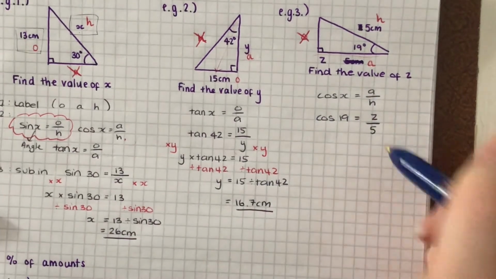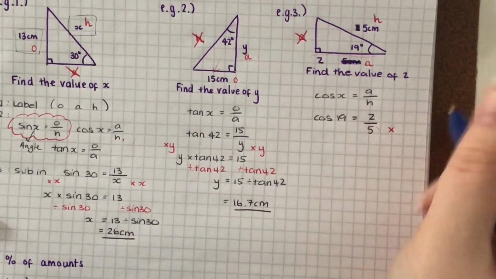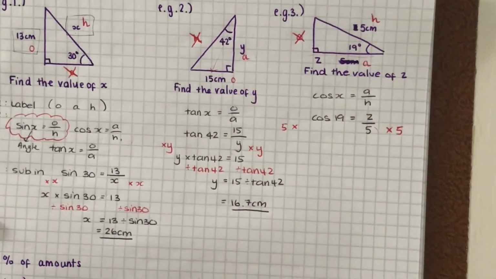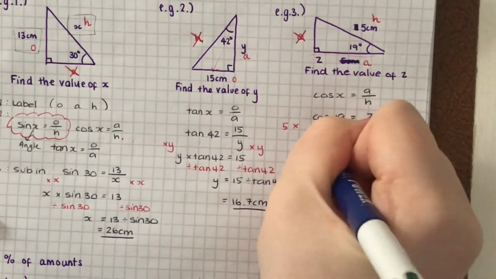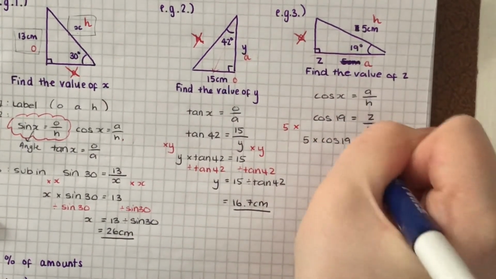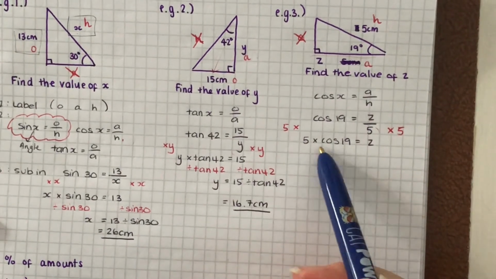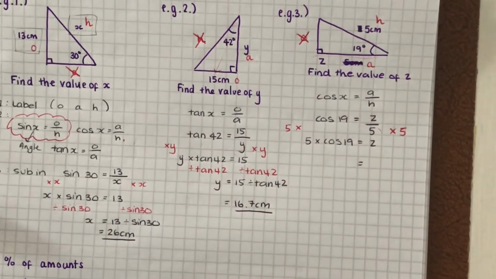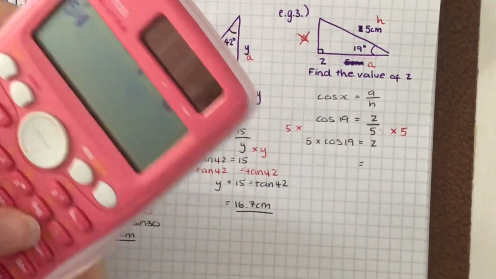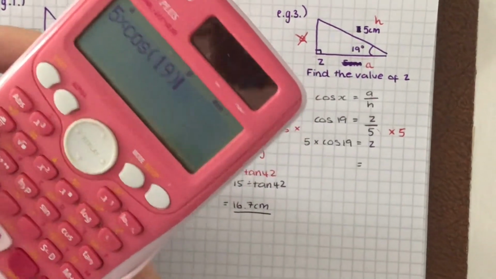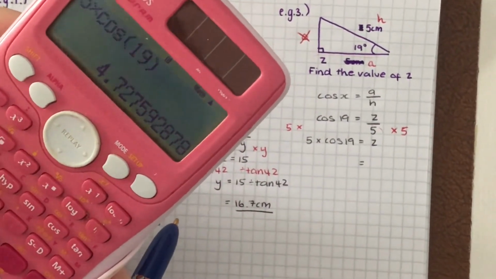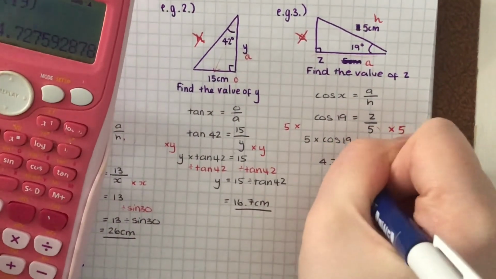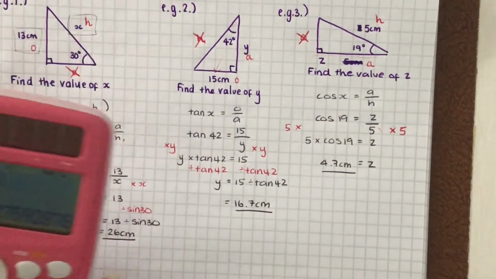But we still do the same thing. We always multiply by whatever's on the bottom. So we've got the 5 on the bottom of the fraction. So we do that first. So we multiply by 5 and we get 5 times cos 19 equals Z. Now 5 is a number and cos 19, if you type it in a calculator, is a number as well. So all we do is put that into a calculator, multiply them together. Okay, so like that. And it will give you a number. So that's going to be 4.7. So these ones are generally the easier ones, okay?